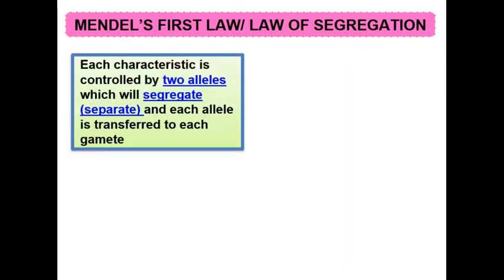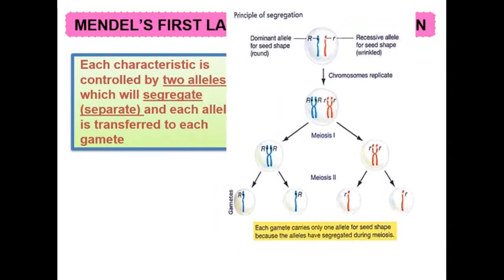Mendel's First Law, also known as Law of Segregation. The definition of Mendel's First Law is each characteristic is controlled by two alleles which will segregate, and each allele is transferred to each gamete as shown in the diagram.